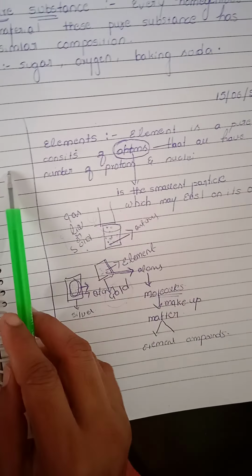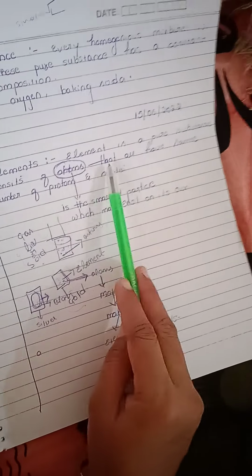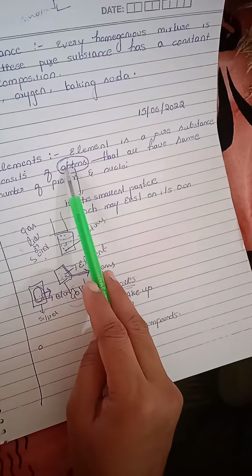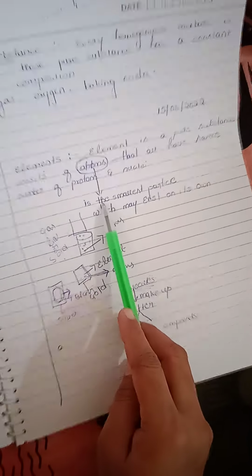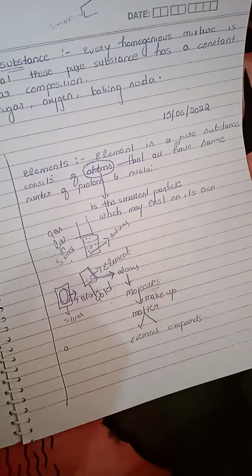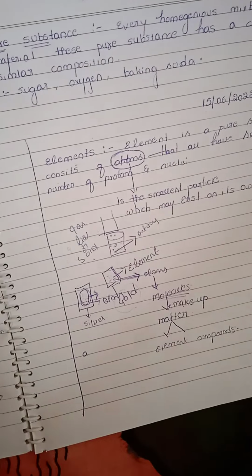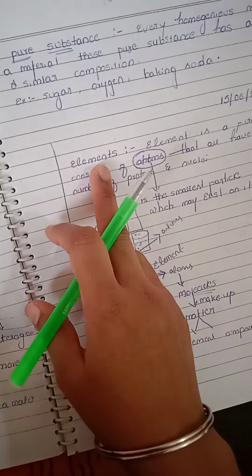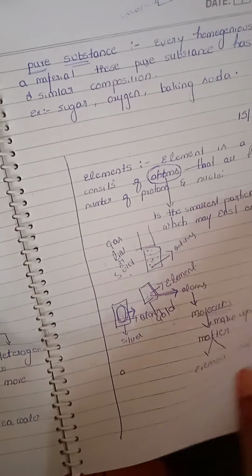So again, elements. An element is a pure substance that consists of atoms that all have the same number of protons in the nucleus. An atom is the smallest particle which may exist on its own. Got it? And these elements are classified into four groups. What are they?